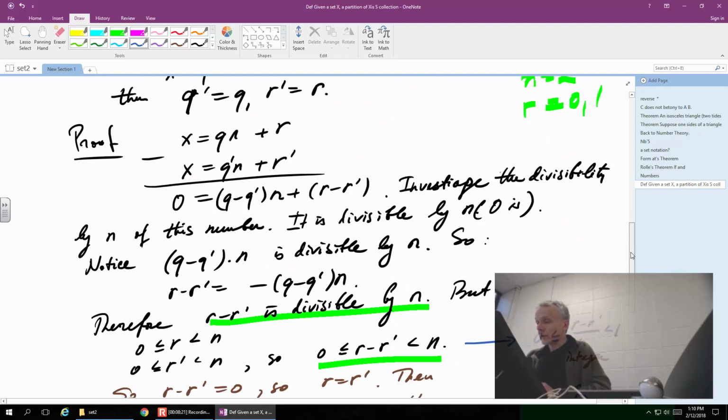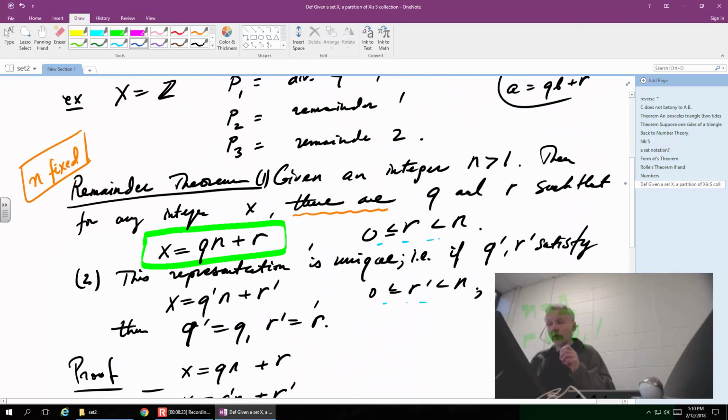Okay, so that is our theorem. It has two parts, proven once again, and this time we emphasize the point that there is a representation, its existence and its uniqueness.